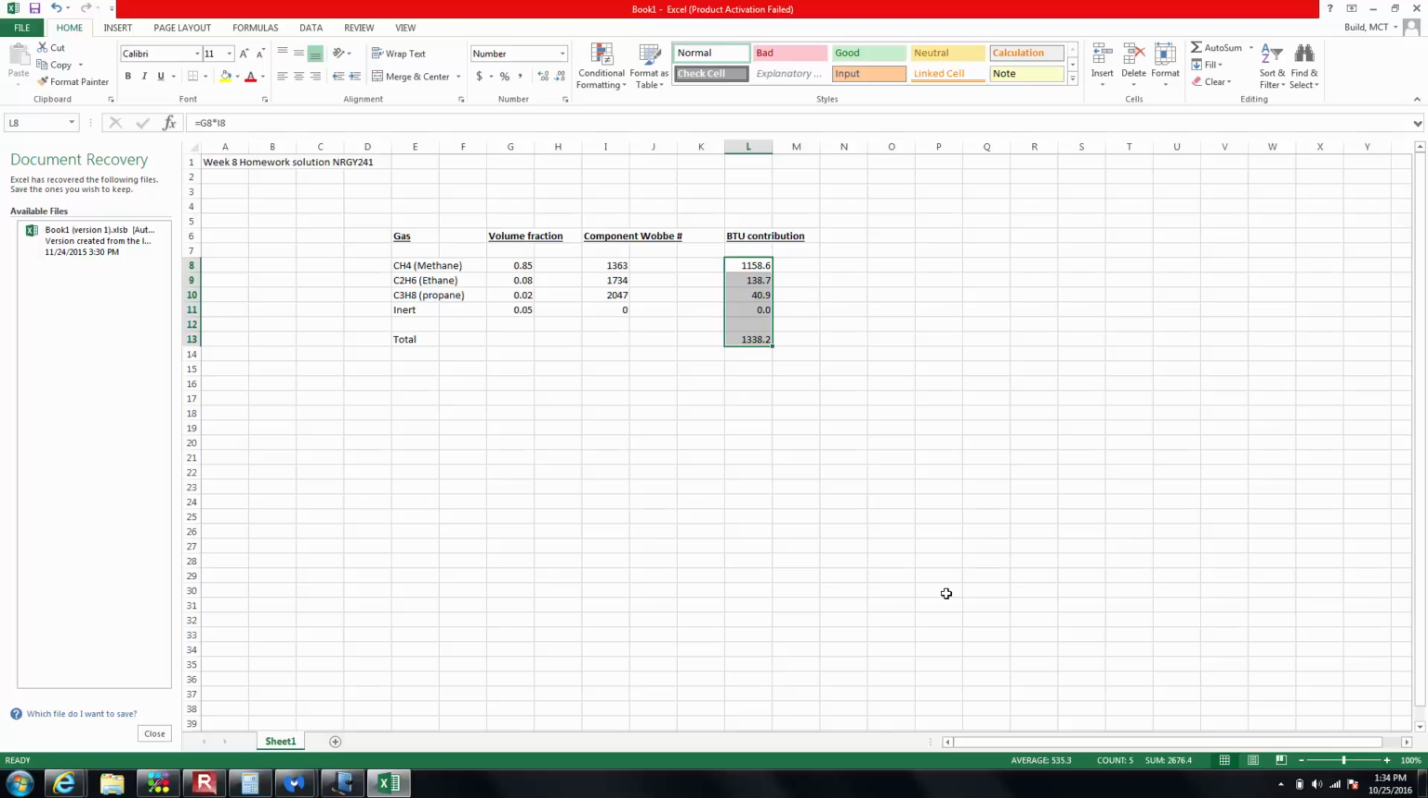And as it turns out, we end up about 25 BTUs per cubic foot less, because the other gases don't contribute the same amount, especially the inert gas, the 5%, that's basically taking away from your formula. So with that, expect to see it in there.